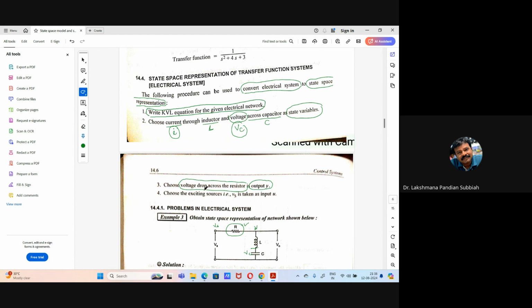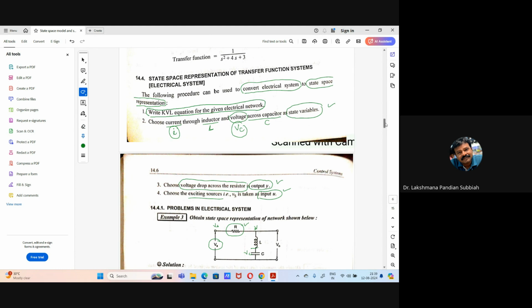Now the exciting source. The exciting source here is Vs, the source voltage, and that is taken as the input. So the input, output, and state variables are given. How do you do that for an electric circuit?